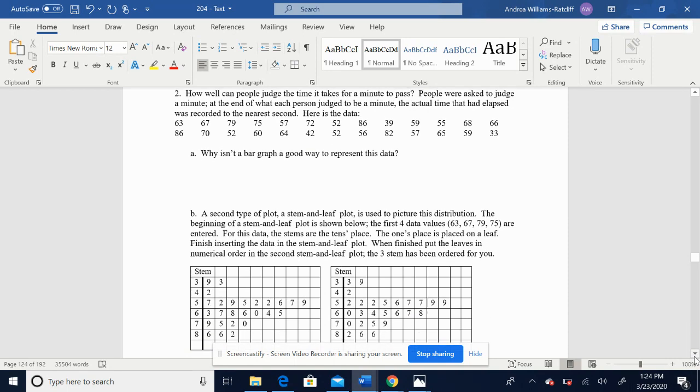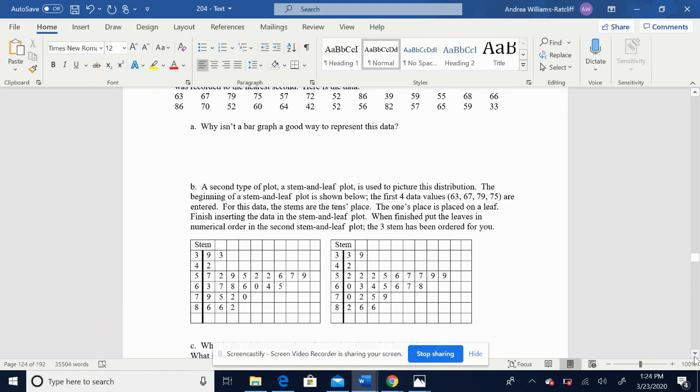A stem and leaf plot would be a better choice for this. Now, your stem and leaf plot is not filled in. I have filled these in based on the data that we have. Now, how do we make a stem and leaf plot?